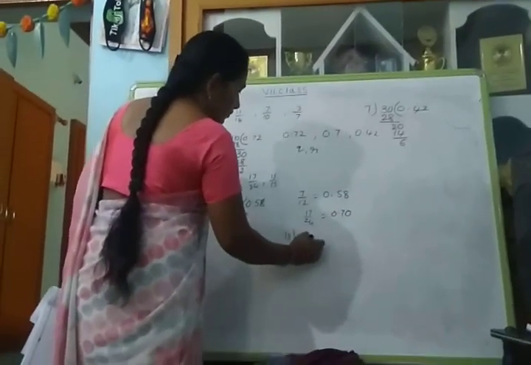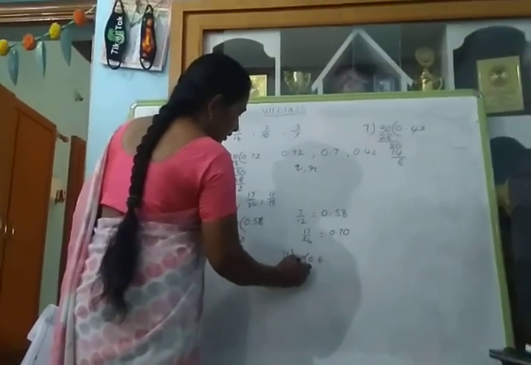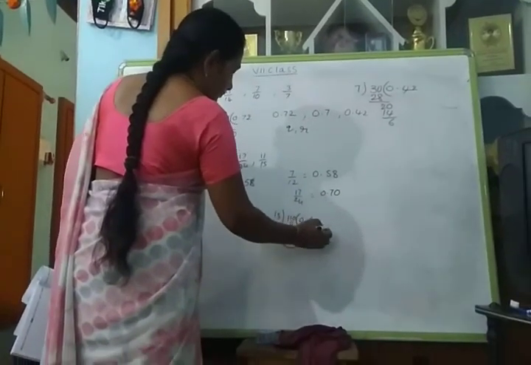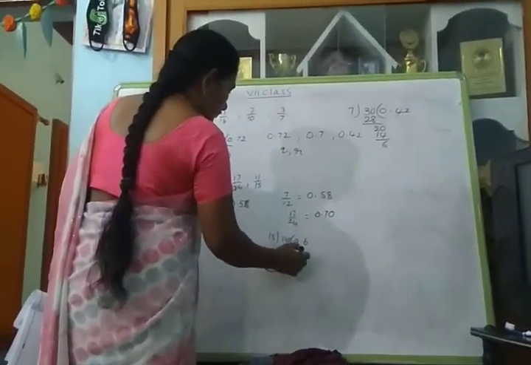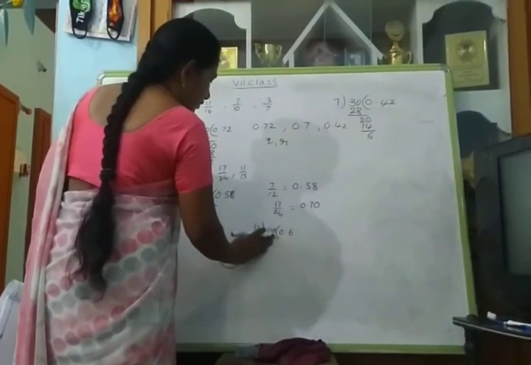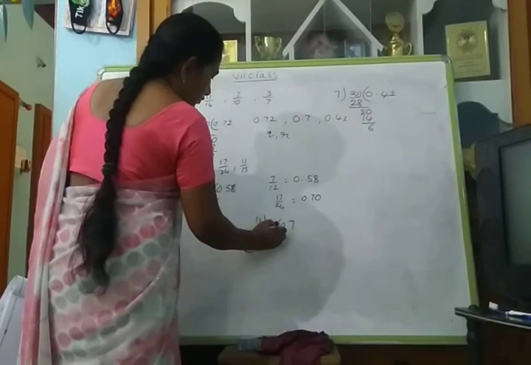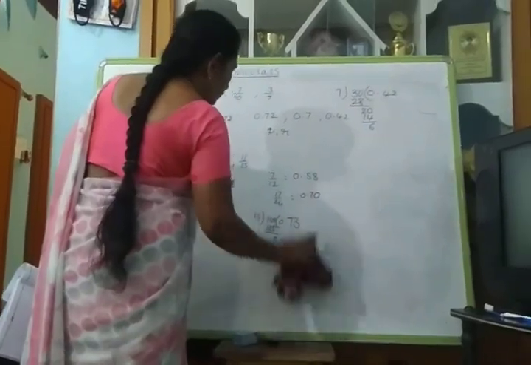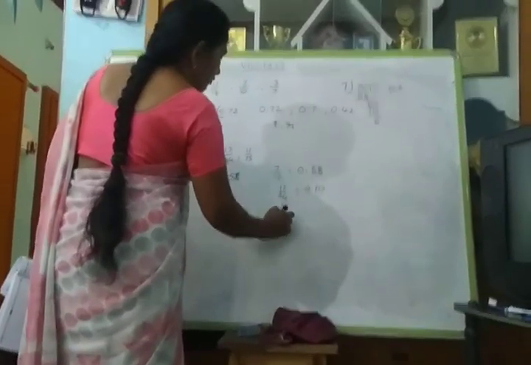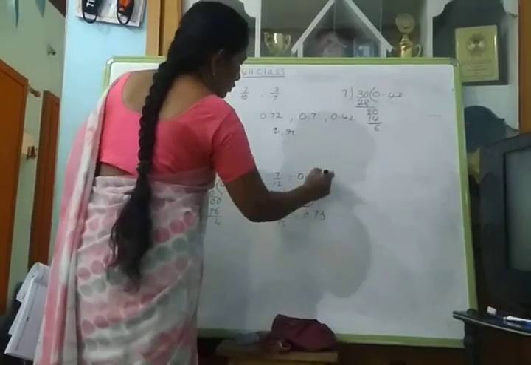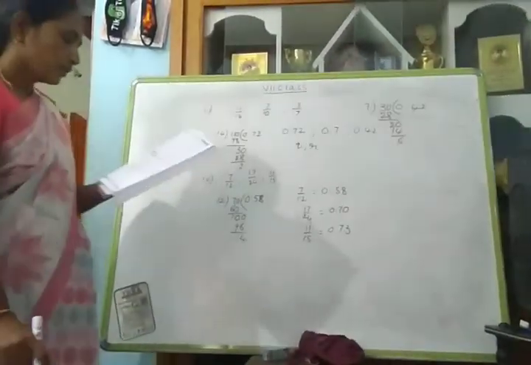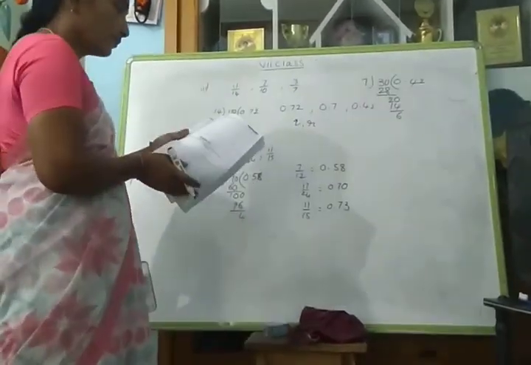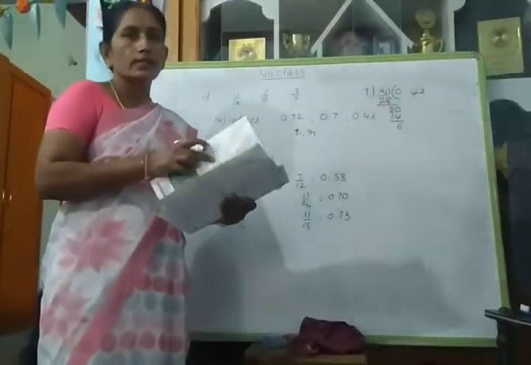Next one, 11 by 15: 15 6s are 90, 15 7s are 105. So the value of 11 by 15 is 0.73. Now these are arranged in ascending order. So P and S, option A is correct. Next we have to discuss the next topic.